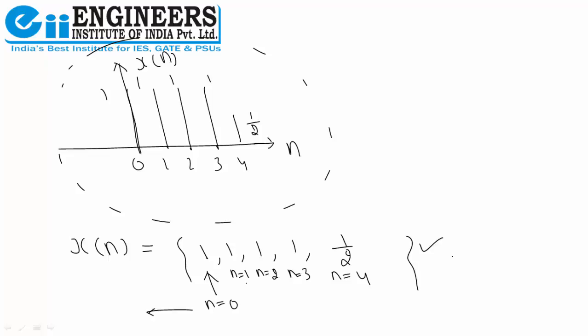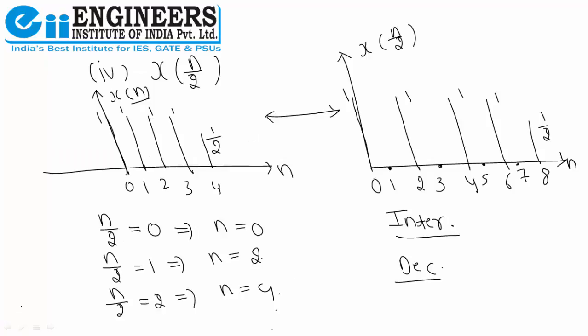Okay, but come to the last slide where we studied x of n by 2. If I come here, how will this signal be defined? This x of n by 2, how can we define this signal? We can define it like this: 0, at 0 we got 1, so 1, then 0, at 1 we got 0, at 2 we got 1, then 0, then again 1, then again 0, then again 1, then 0, then 1 by 2.